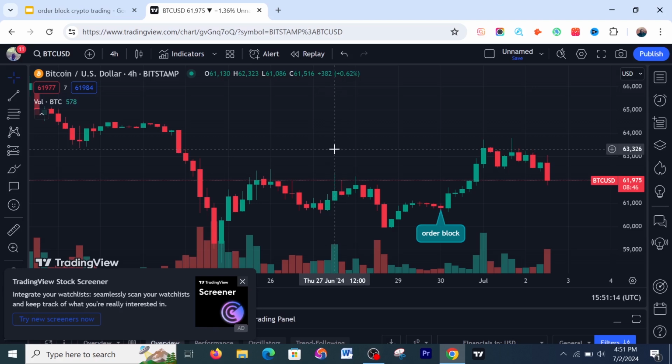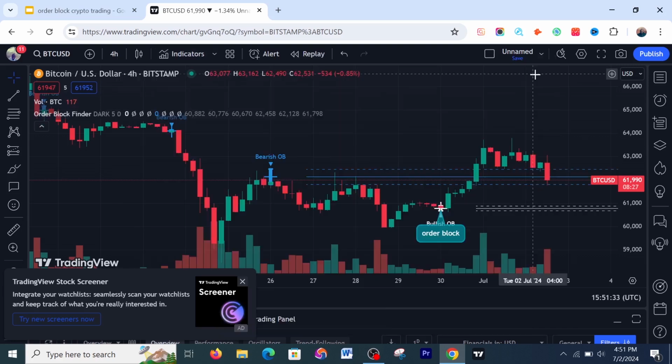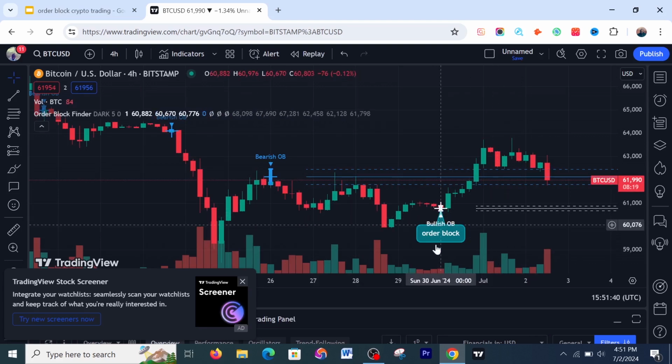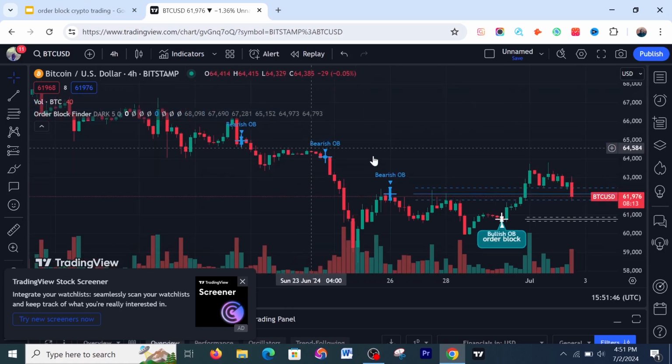But to make it very easy for you, I will show you an indicator you can use. It's called Order Block Finder Experimental by Wu Gang Lo. All you have to do is click it, and it will identify all the order block areas for you. You see, this is an order block. This is also another order block, and this is another one we just identified. It shows you all the places where there are order blocks, whether bullish or bearish.